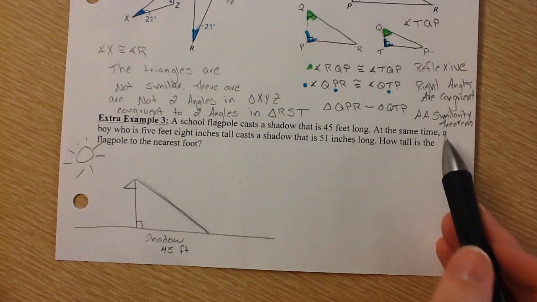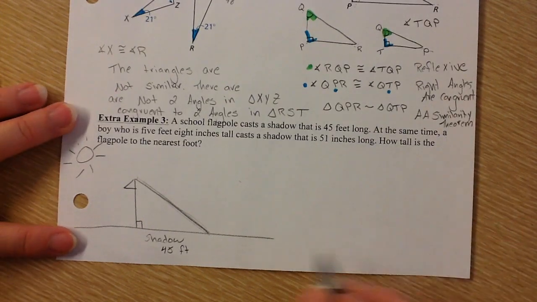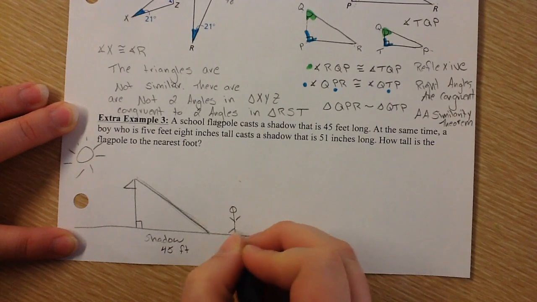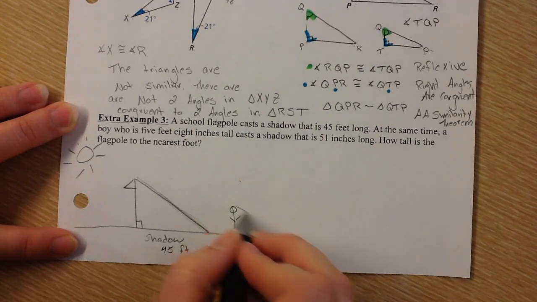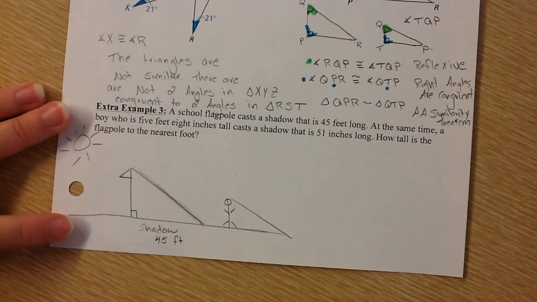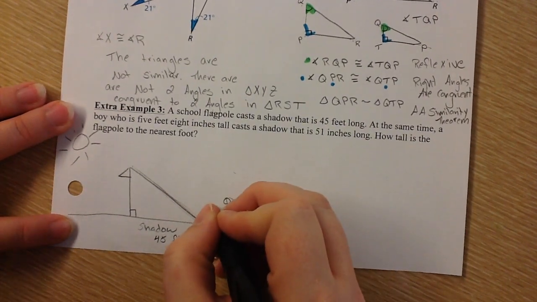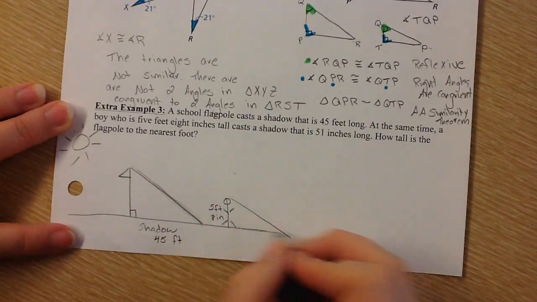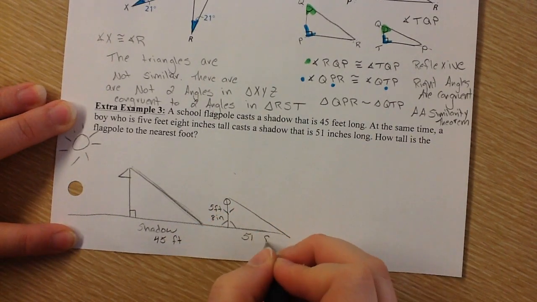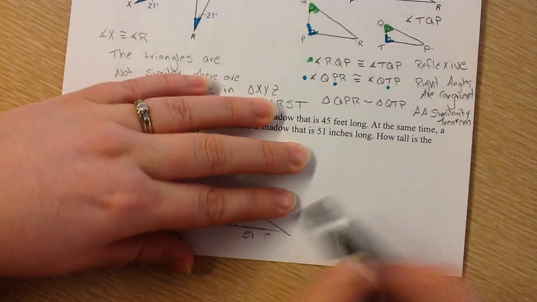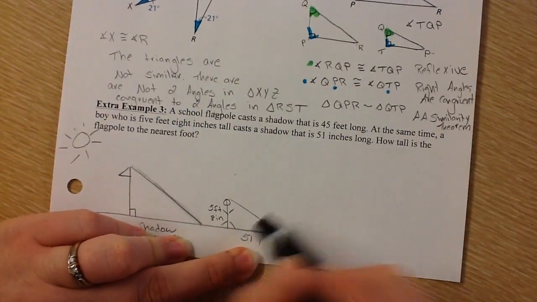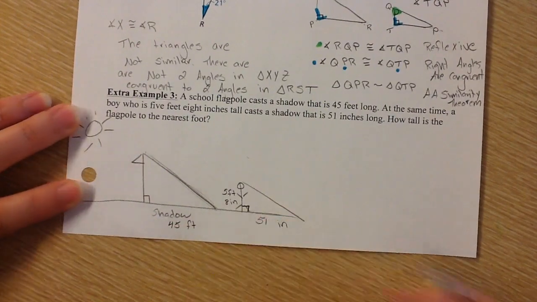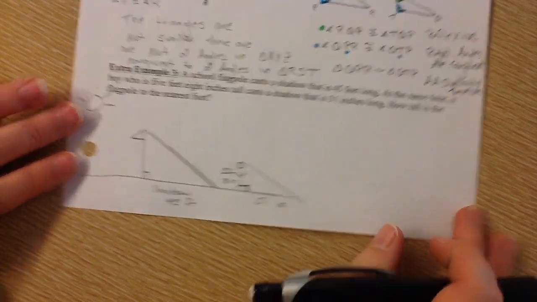At the same time, a boy who is 5 feet 8 inches tall, so we also have a boy standing over here, is also going to cast a shadow. This boy is 5 feet 8 inches. The shadow here is 51 inches long, and he's standing upright. How tall is the flagpole to the nearest foot?